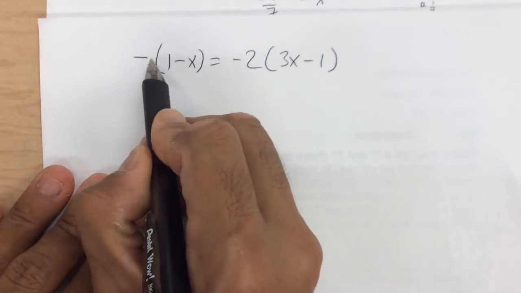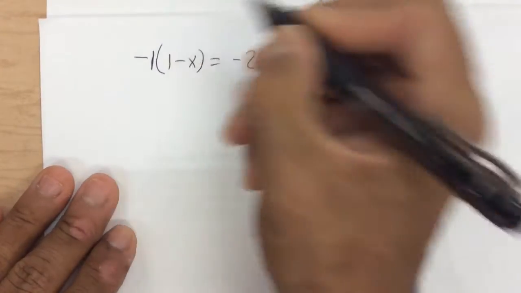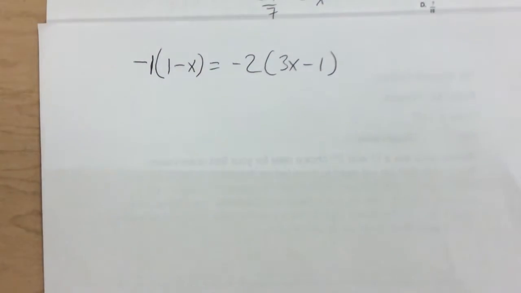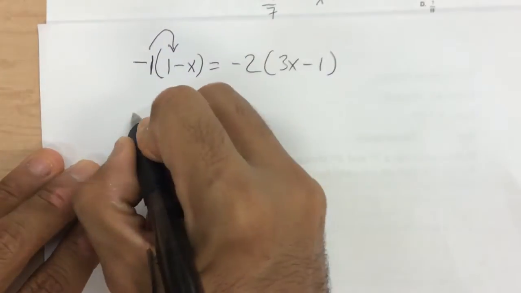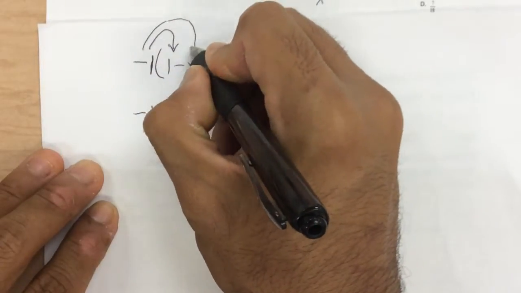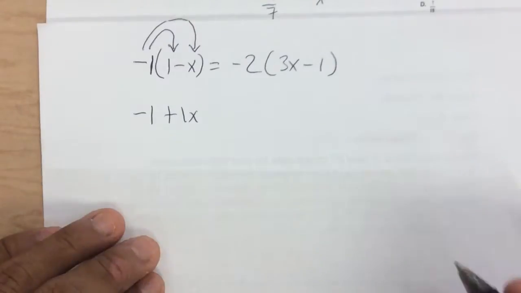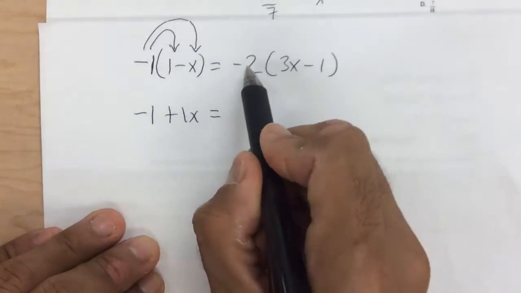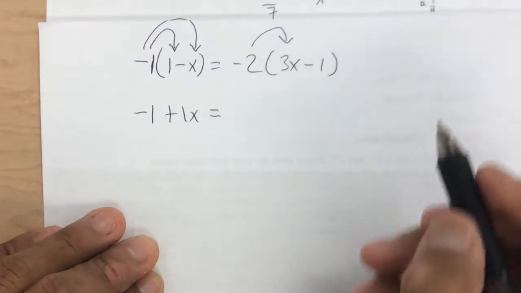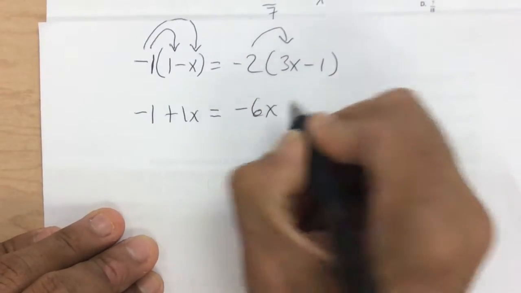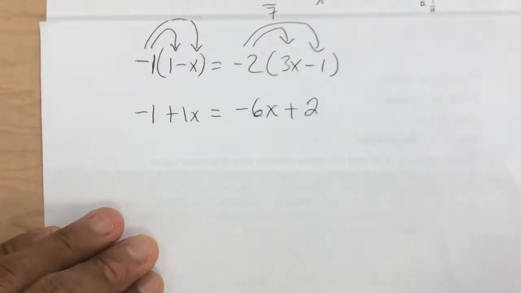Now right here you have a negative. There's no number here. You could put a 1 because it's implied to be a 1. That way it'll be easier for you to distribute that number. So negative 1 times 1 is negative 1. Negative 1 times negative x is positive 1x. Okay? Now bring down your equal sign. Now I'm going to distribute the negative 2 with the other parentheses. So negative 2 times 3x, negative 6x. Negative 2 times negative 1 is positive 2.